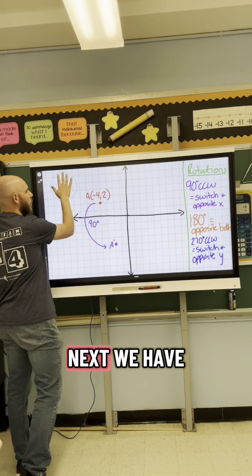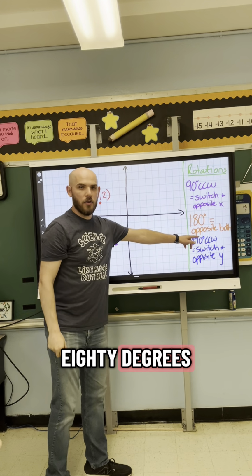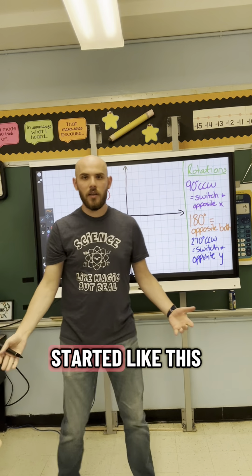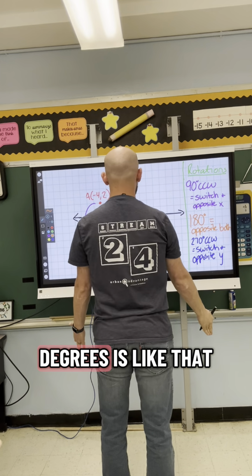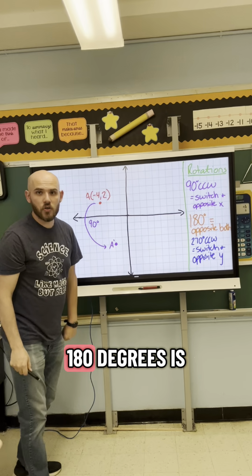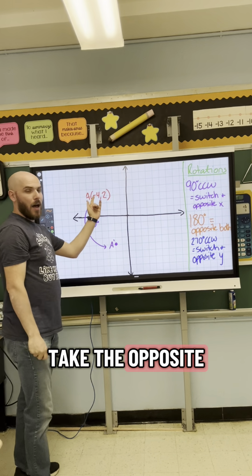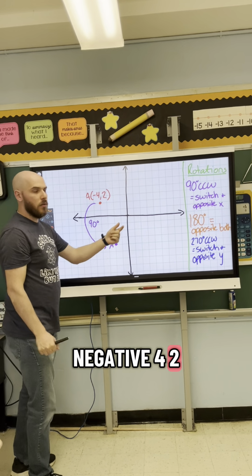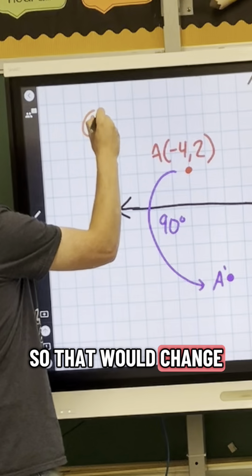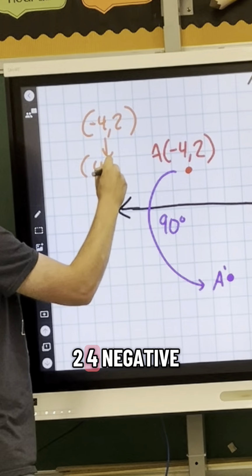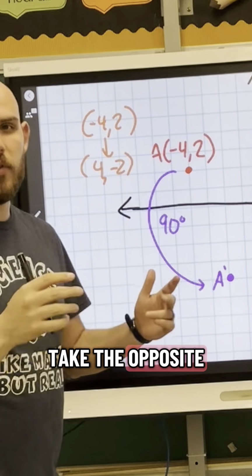Next, we have 180 degrees. So 180 degrees is like turning around. Like if I started like this, 180 degrees is like that. So all we have to do for 180 degrees is take the opposite of both the x and the y. So in this case, we have -4, 2. So that would change to 4, -2. Notice you just take the opposite of both of them.